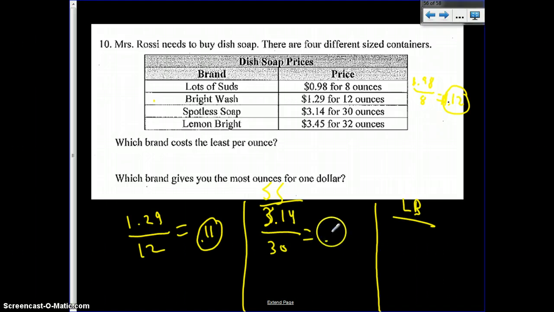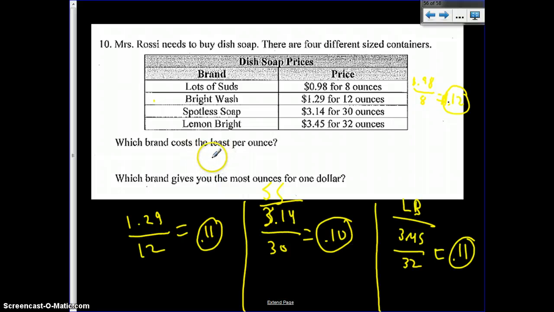10 cents. And then Lemon Bright, $3.45 for 32. How much is that? 11 cents. Seems good to me. So which is the least per ounce? Spotless soap. Which brand gives you the most ounces for $1?